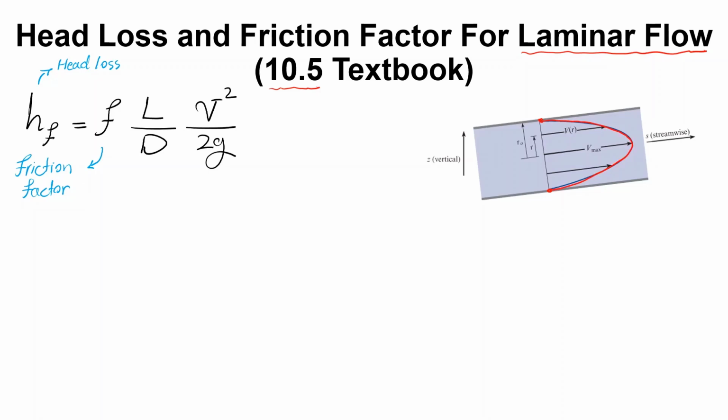Velocity changes with radius. When radius is equal to r sub 0 at the walls of the pipe, velocity is 0 because of the no-slip boundary condition. And on the center line of the pipe, velocity has its maximum, v sub max. Now, if I ask you what would be the equation for velocity that changes with radius, you would tell me that it has some kind of parabolic distribution.